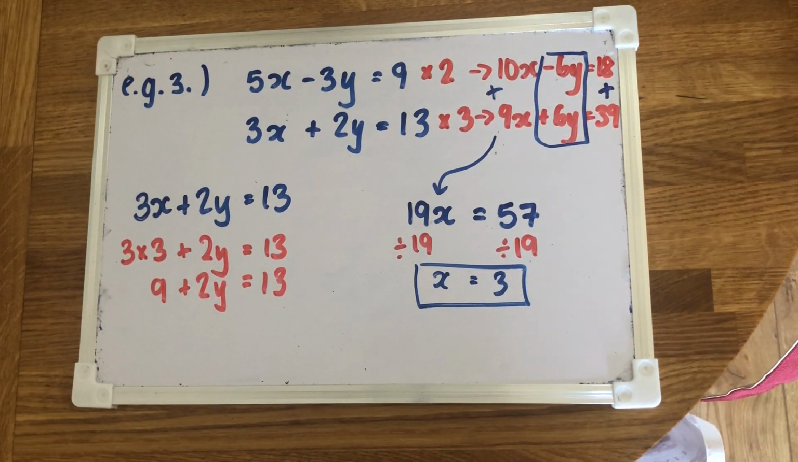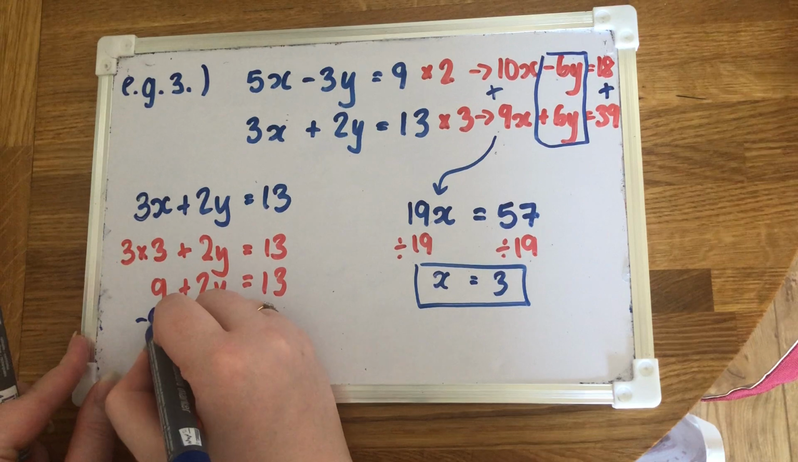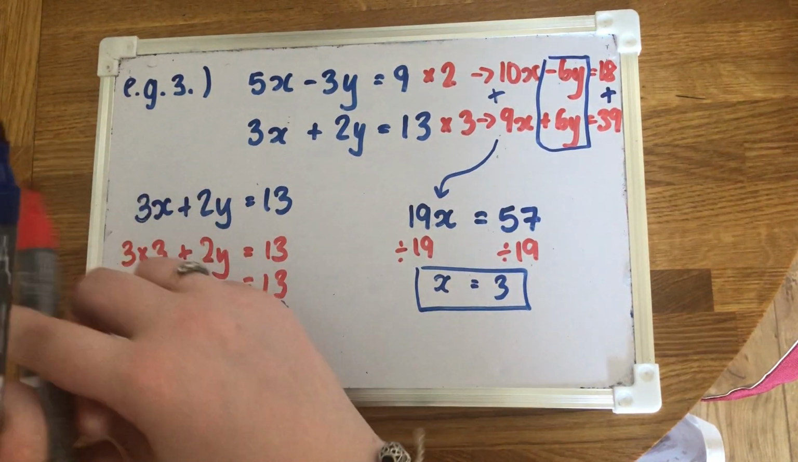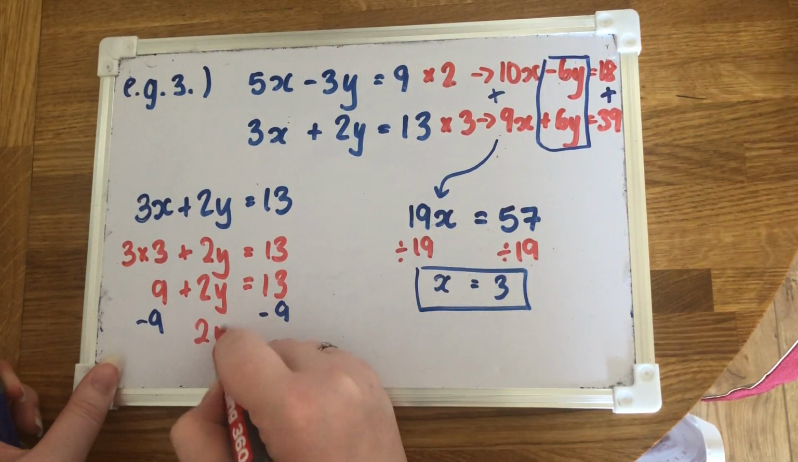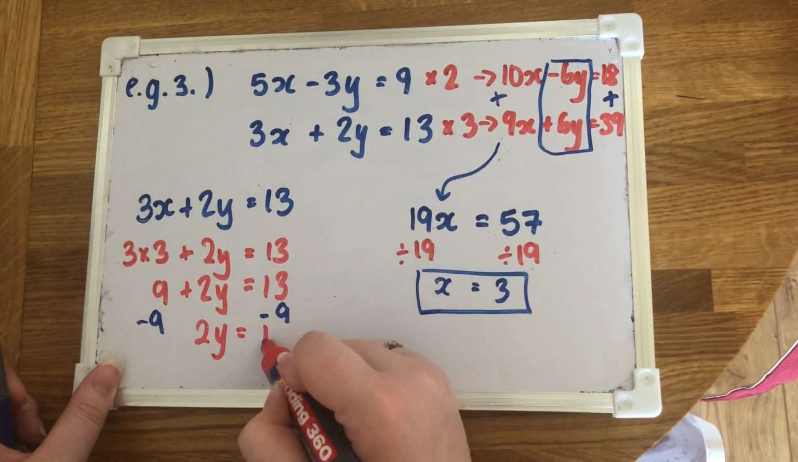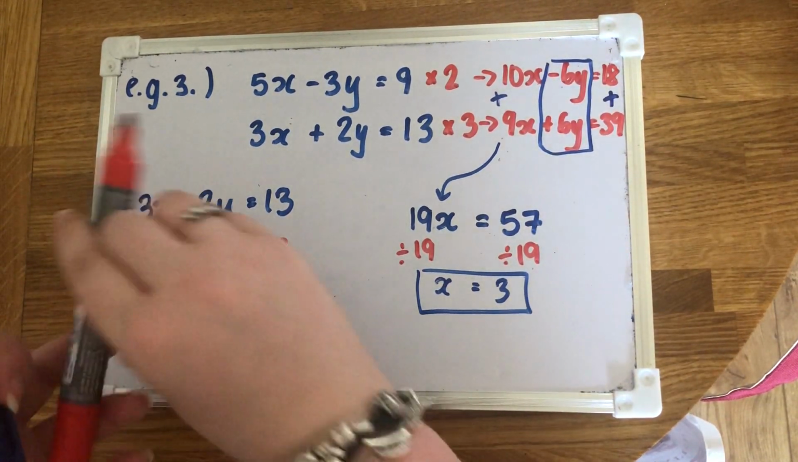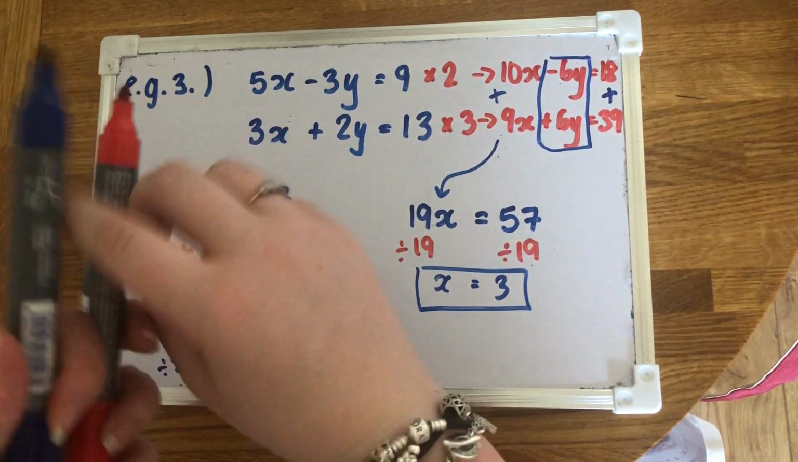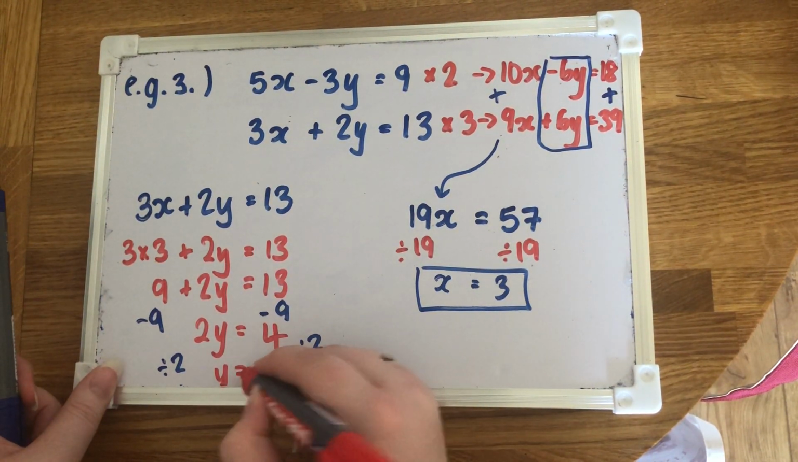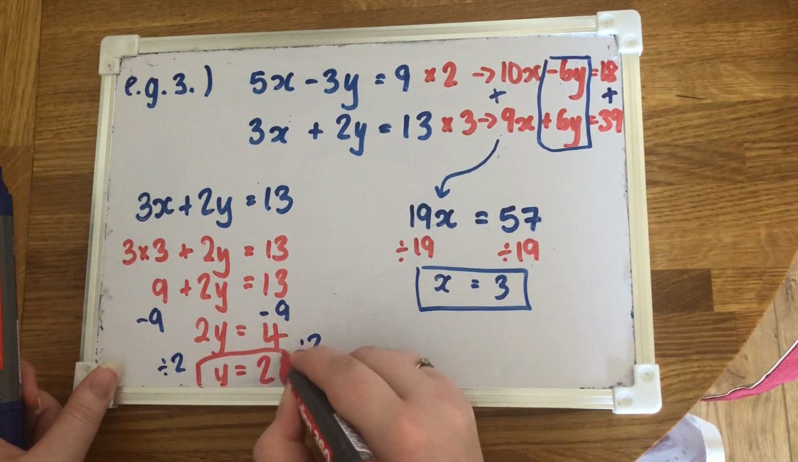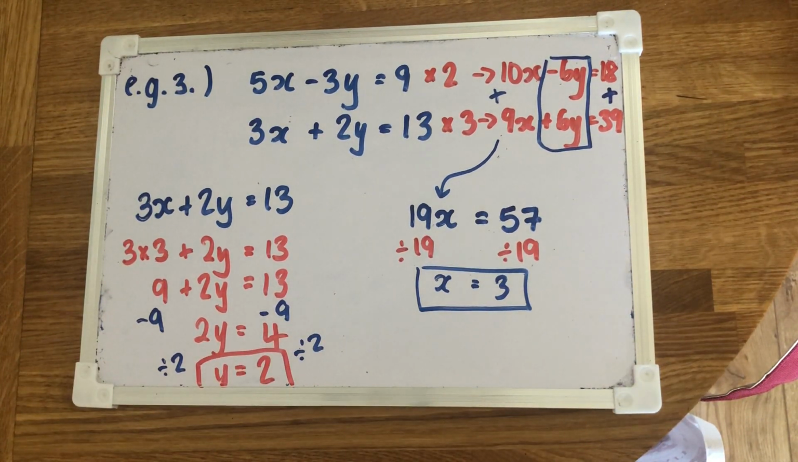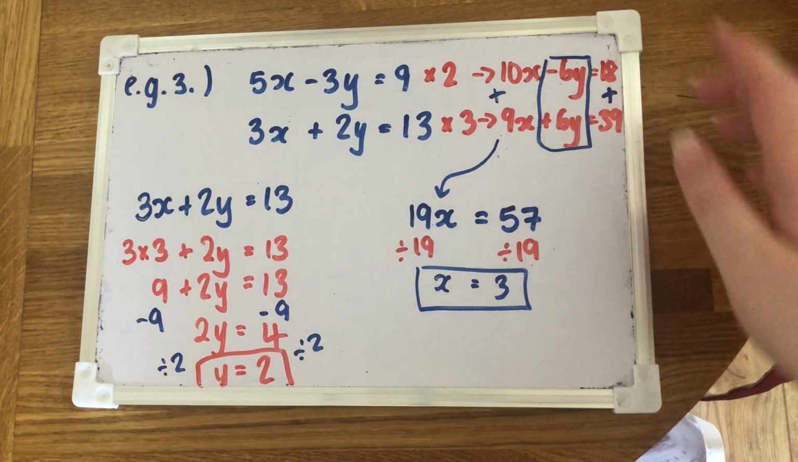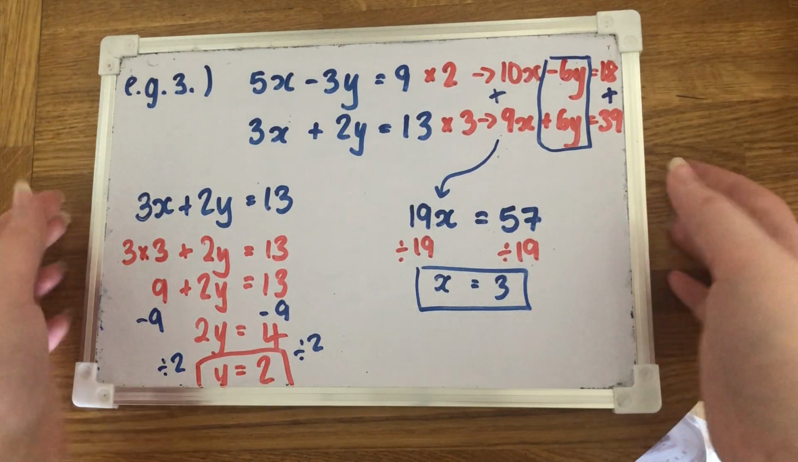We're going to subtract the 9 from both sides because eventually we just want y on its own. So we have 2y equals 4. And then we divide by 2, which gives me that 1y is equal to 2. Okay? So that's the hardest that you'll get, just because you're going to have to do an extra step at the beginning. Okay, so turn over.